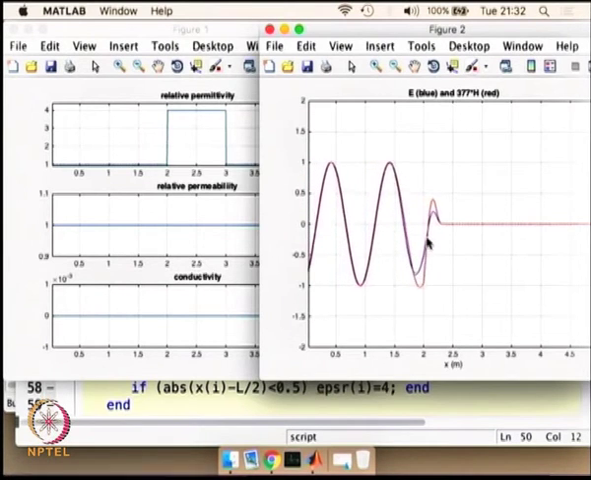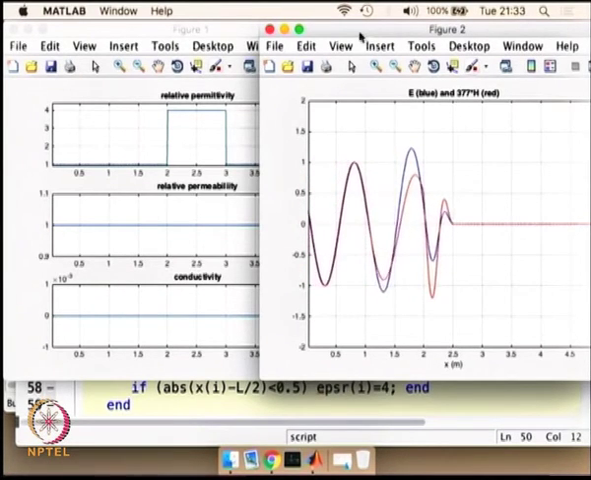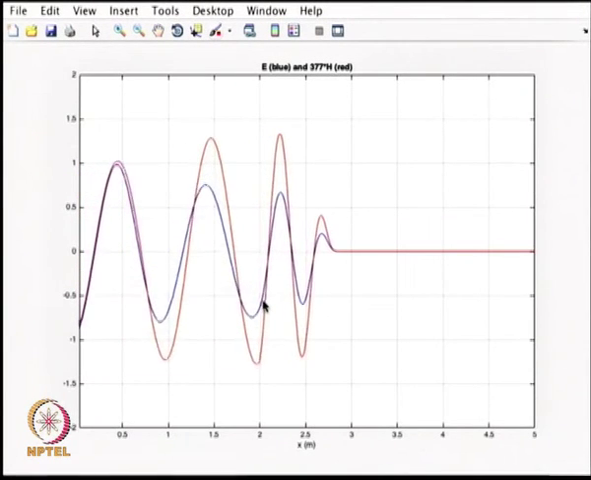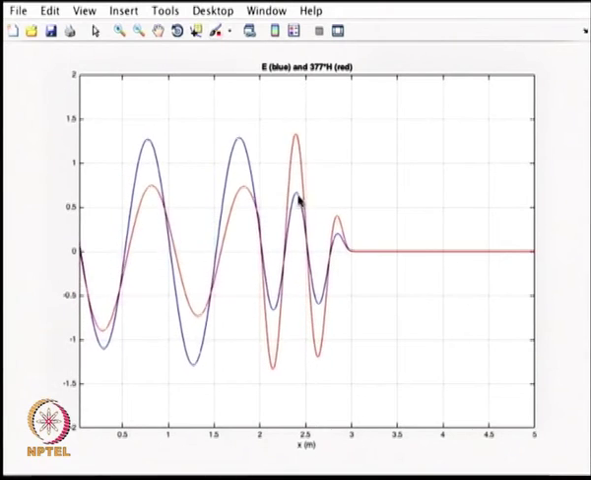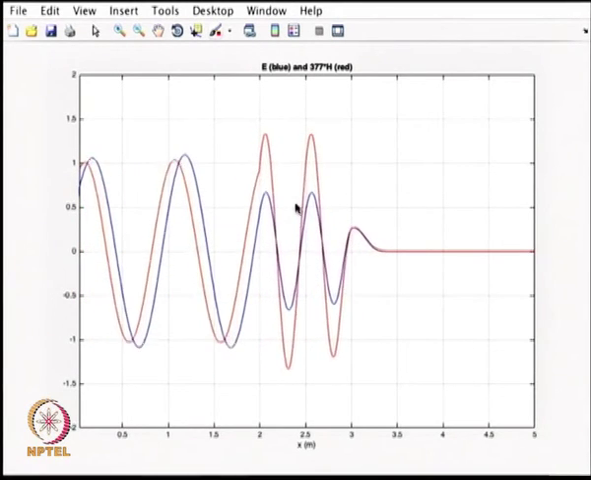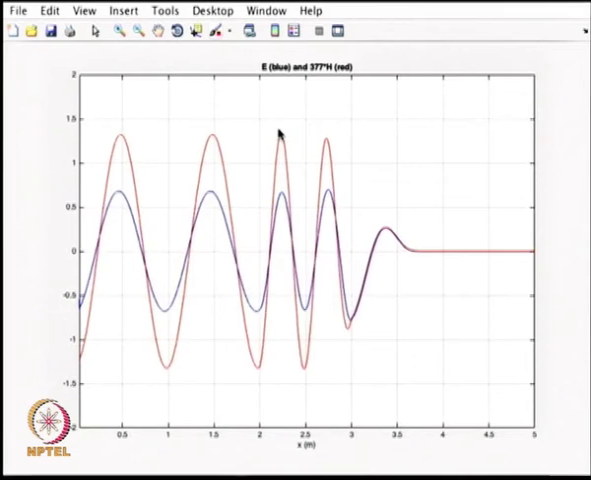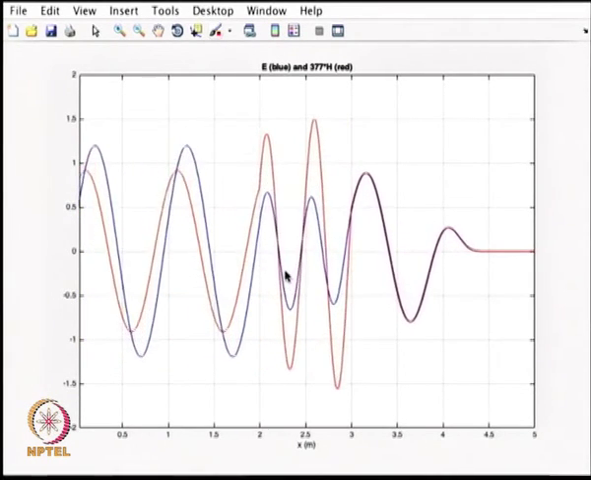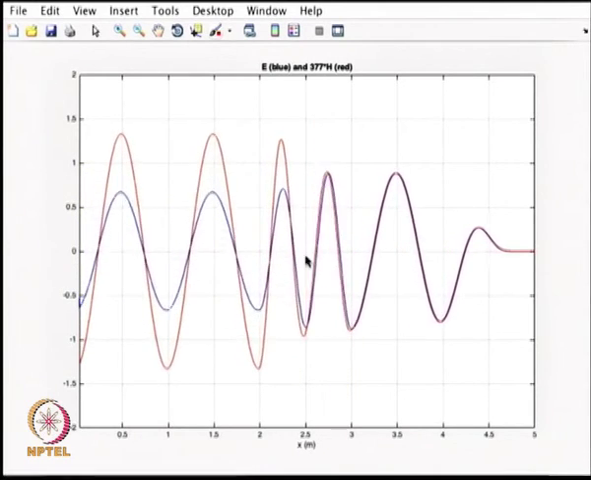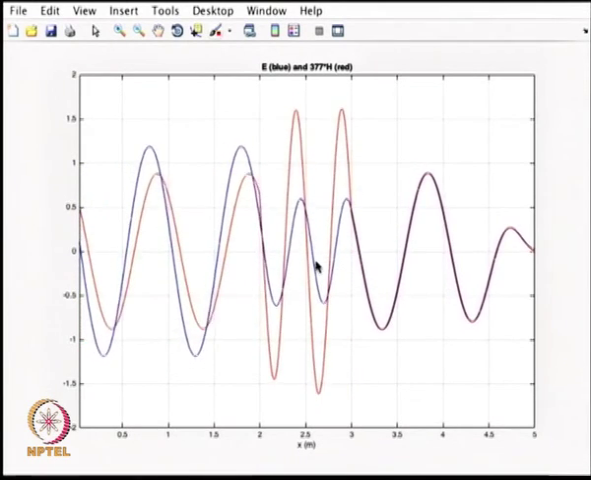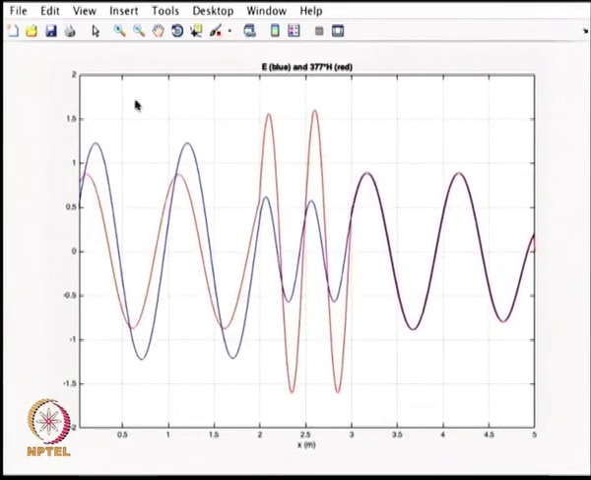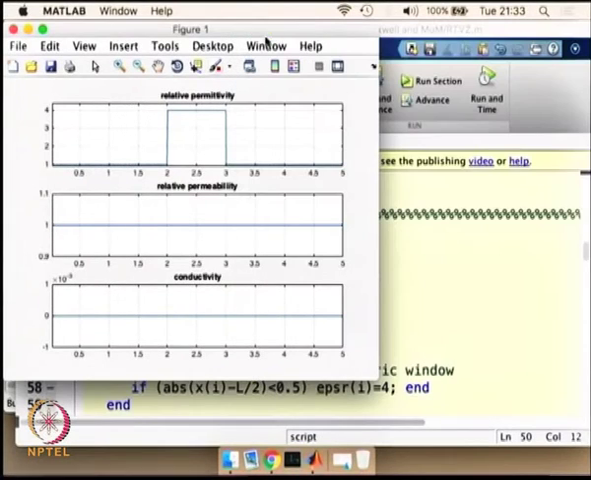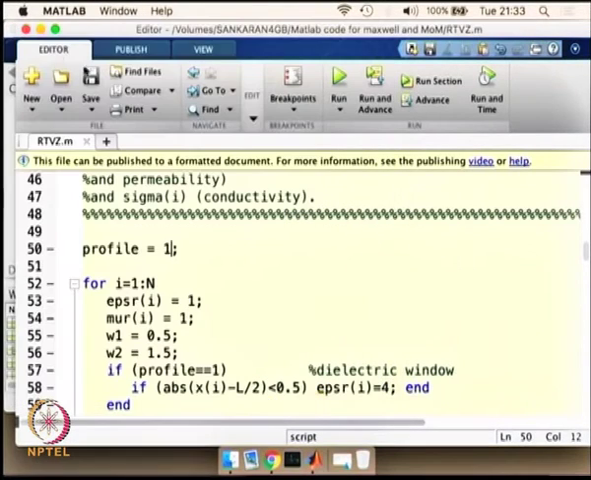As you can see, the changes are quite obvious when the wave is entering. The electric field is decreasing in its amplitude whereas the magnetic field is increasing in its amplitude and the wavelength is changing. There is a kind of compression in the wave and slowing down of the wave, and when it comes out in the same way. So now we can see the impact of a different profile.